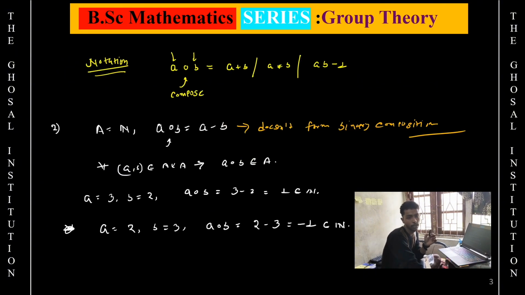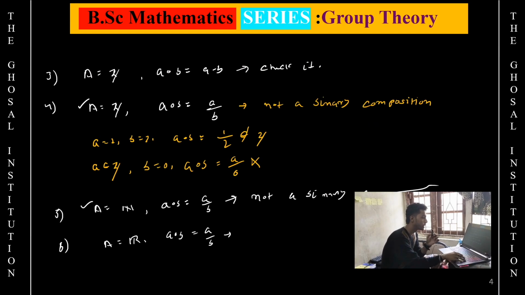Today's lecture is very small, because we don't do lengthy lectures. Today we just learned what a binary composition is, and we saw a few examples. In the next video we will do some properties of binary compositions, whether it is commutative or associative or whatever. After the next class we'll start group theory, the main concepts of groupoid, semigroup, monoid, and so on.